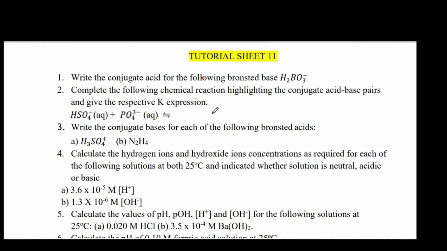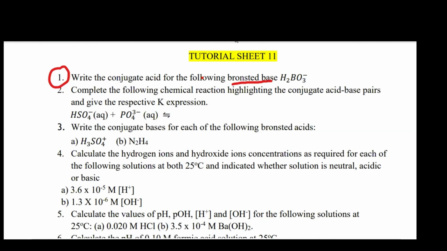So we'll go straight into it with question 1. The first question says: write the conjugate acid for the following Bronsted base. For you to write the conjugate acid, you must understand what it is. You must know how to define it. Whether it's a conjugate base or conjugate acid, you must know first how to define it. Then it will be very easy for you to write a conjugate base or conjugate acid for anything.